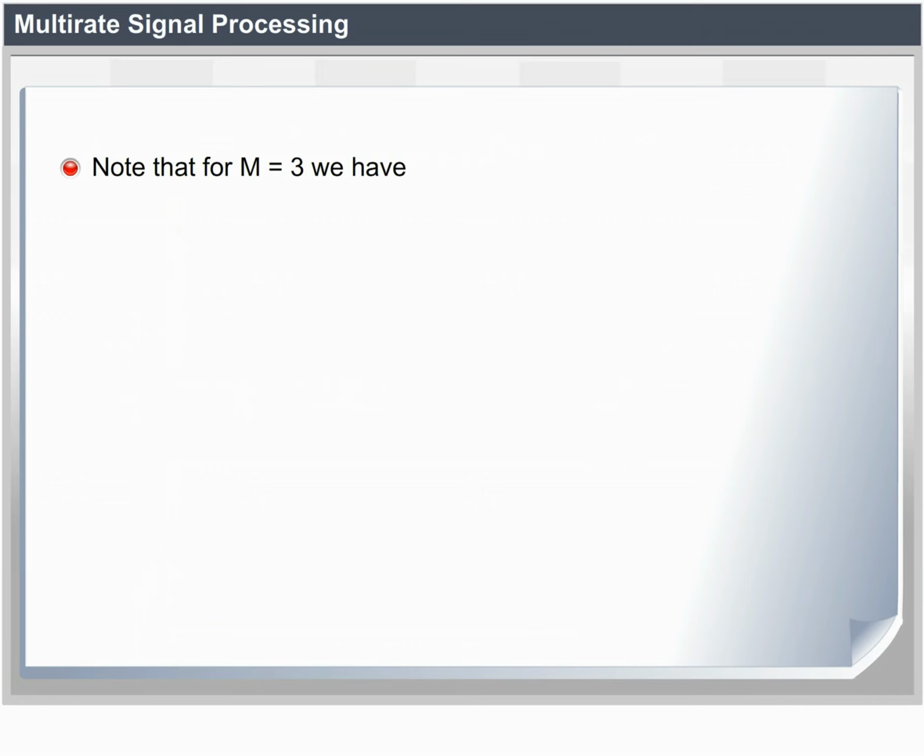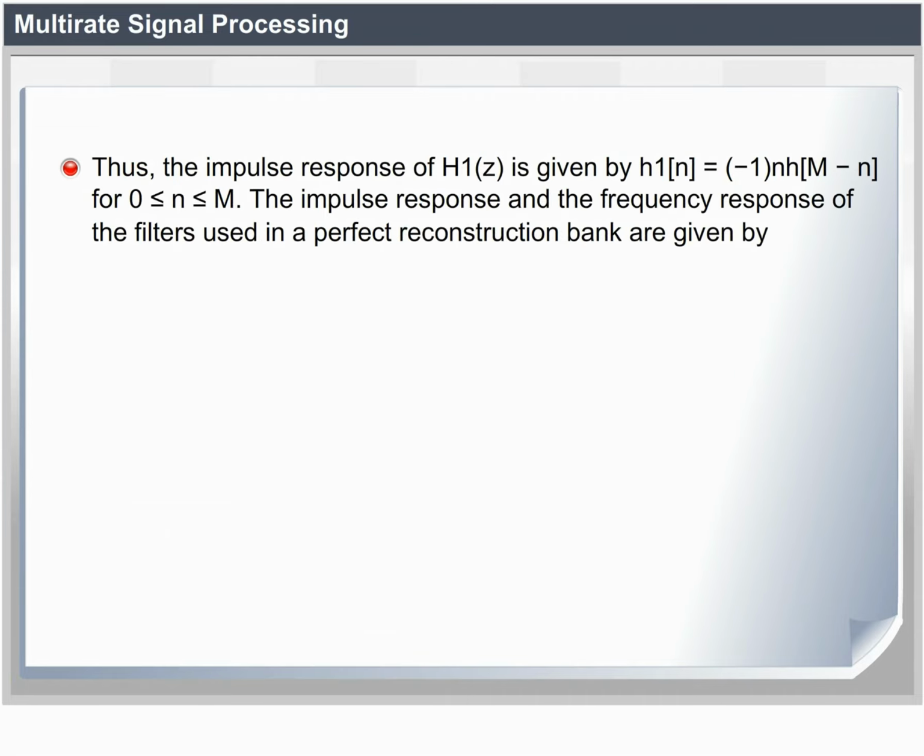Minus z³ H(-z^-1) = -h(0) z^-3 + h(1) z^-2 - h(2) z^-1 + h(3), which equals h(3) - h(2) z^-1 + h(1) z^-2 - h(0) z^-3. Thus, the impulse response of H1(z) is given by h1(n) = (-1)^n h(m-n) for 0 ≤ n ≤ m.